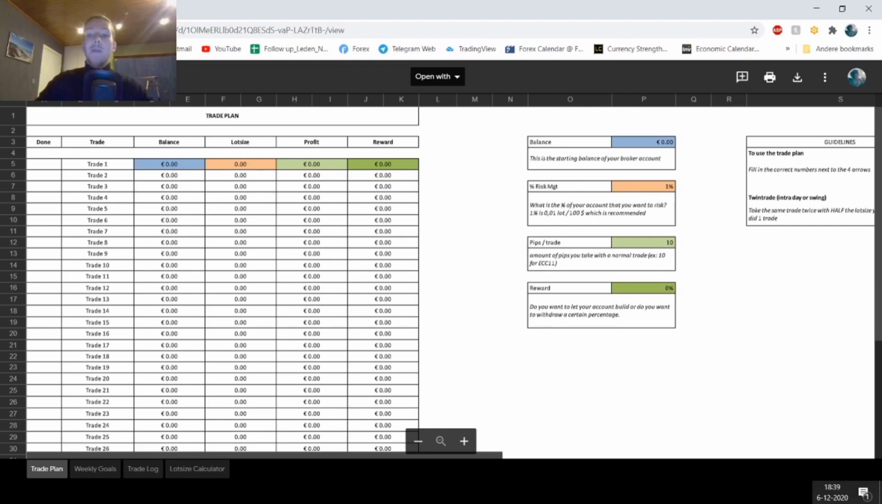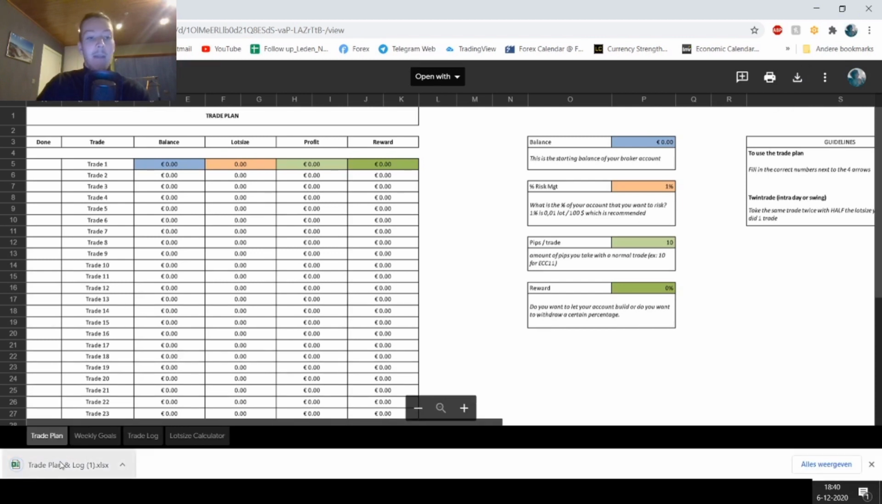You will be able to find this fully automated trade plan totally for free in the description down below. After you click on the link, you will arrive at this page you see right here. To be able to use it for yourself, you will have to download it. This can be done by selecting the download icon over here in the right upper corner. Now it has been downloaded, let's open it and check it out.